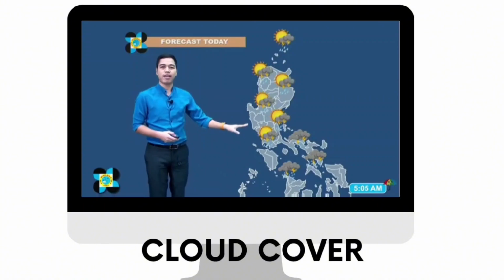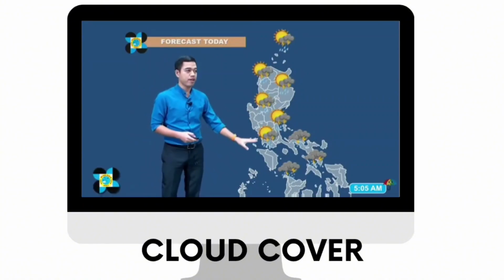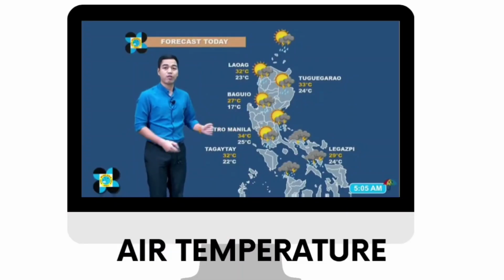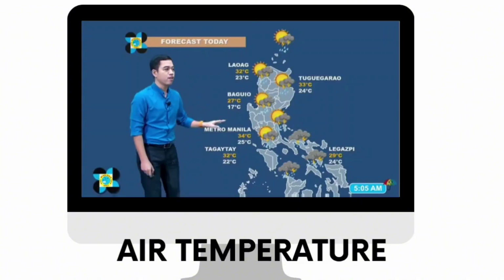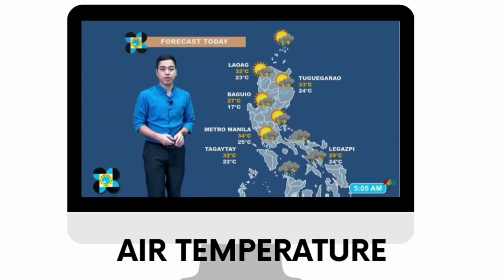Dito naman sa natitirang bahagi ng Luzon kabilang ang Metro Manila, partly cloudy to cloudy skies in some areas of Metro Manila, Calabarzon, and Mindoro provinces. Kapansin-pansin sa malaking bahagi ng Luzon ang pagtaas ng temperatura. For Metro Manila, the air temperature is between 25 to 34 degrees Celsius. Umaakyat din ang temperatura sa may Baguio City between 17 to 27 degrees.